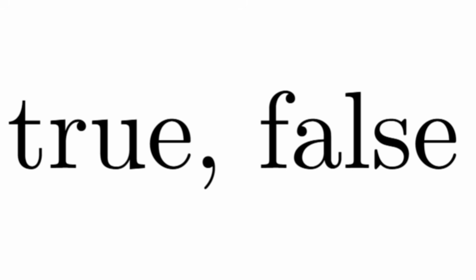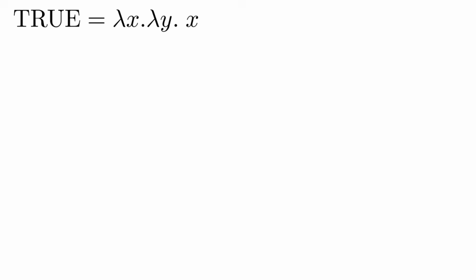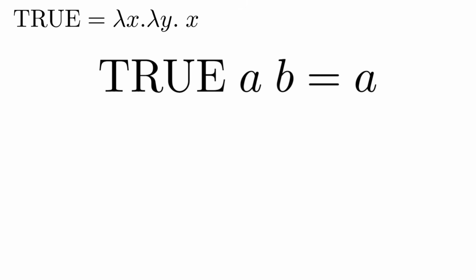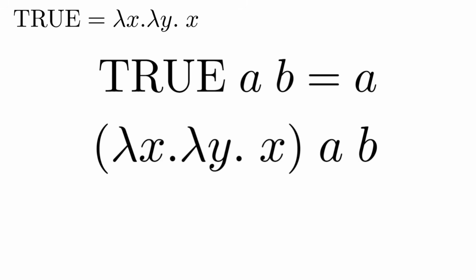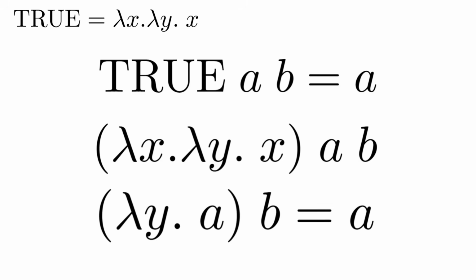Now how about we do something actually useful? What if we make booleans, true and false, but what would they be? Let's say true equals lambda x dot lambda y dot x. What this function does is, let's say we have true of a and b. It will return a, the first option. This is because we do lambda x dot lambda y dot x of a and b. First we sub a into x, and we get lambda y dot a of b, and then we sub b into y, which just leaves us with a.